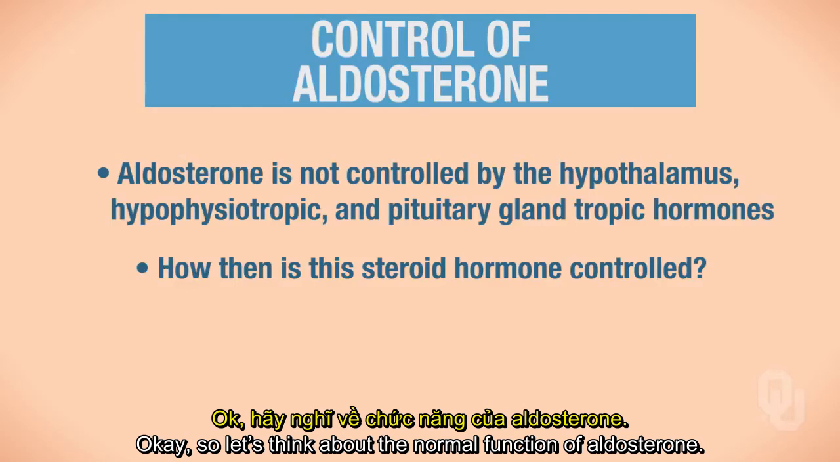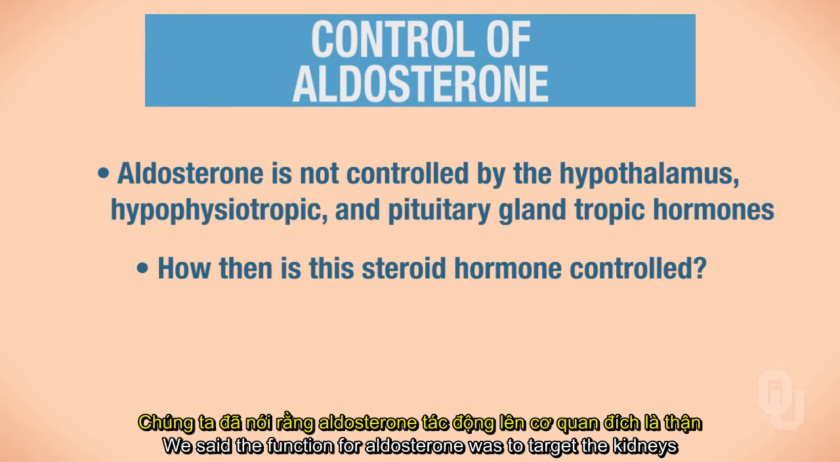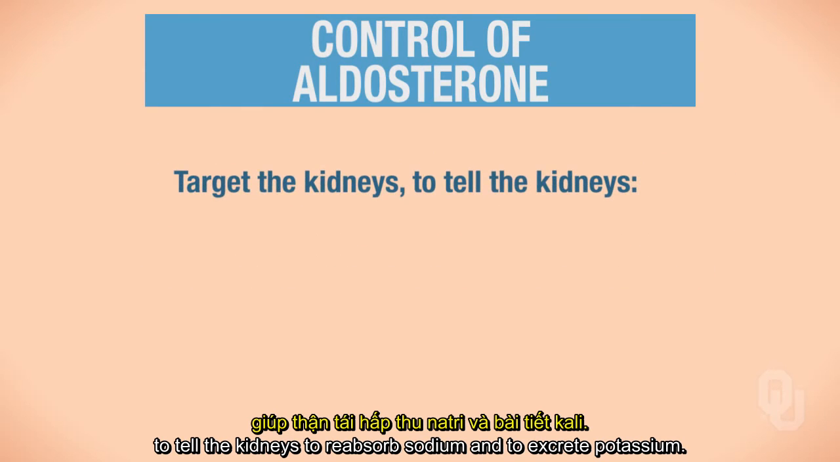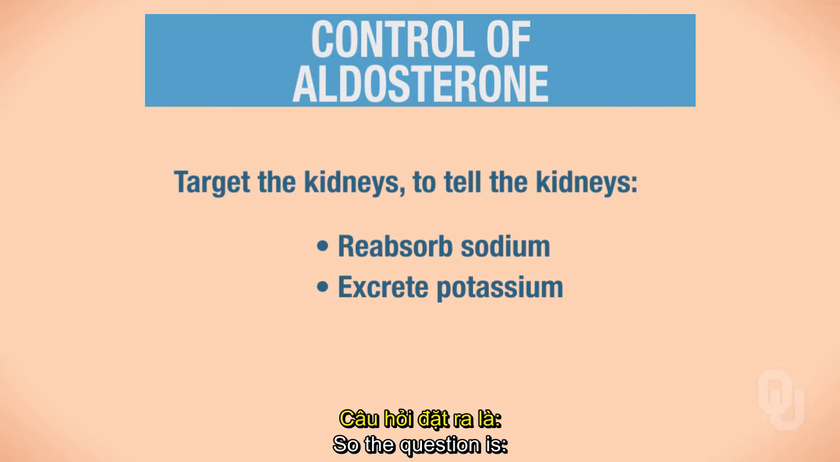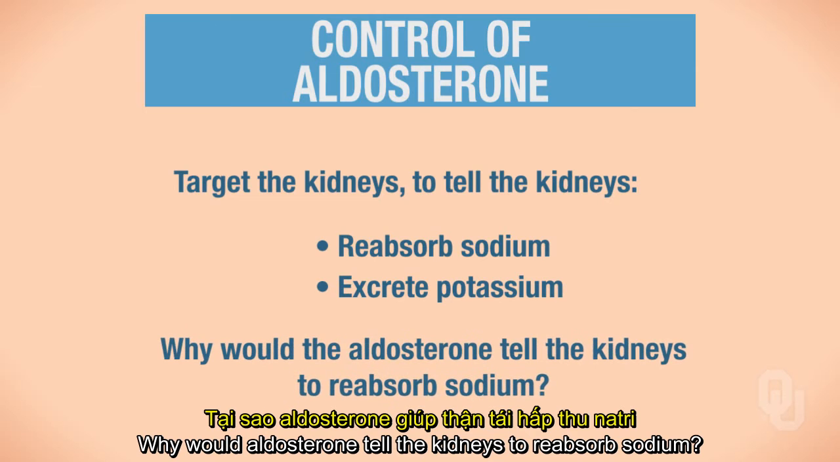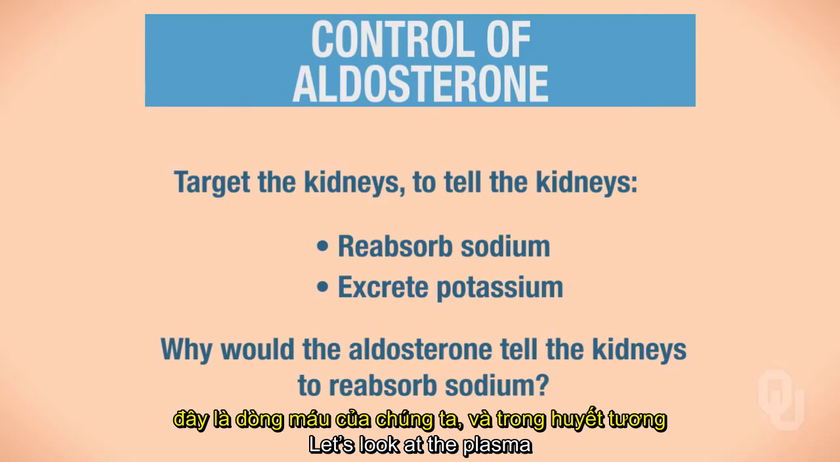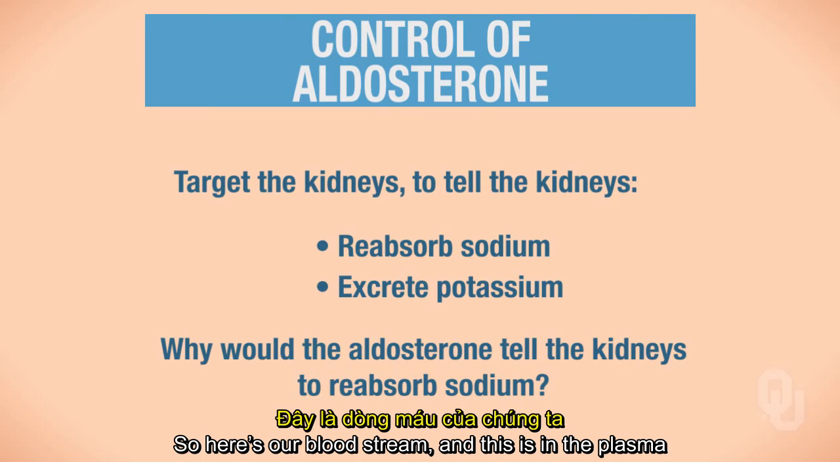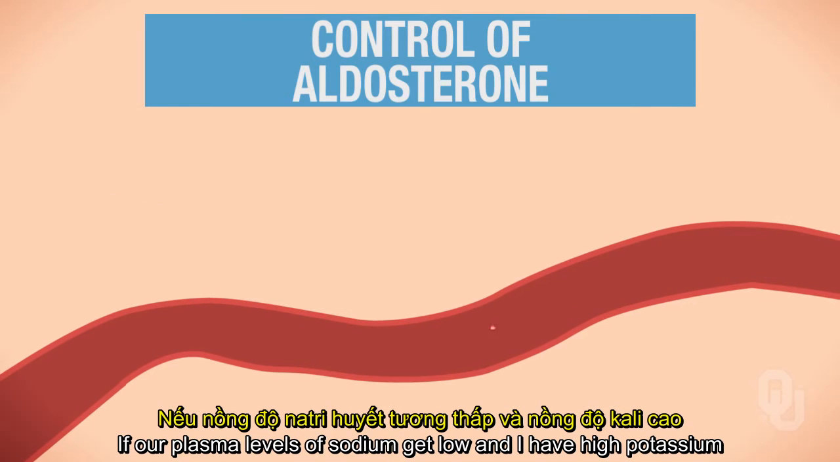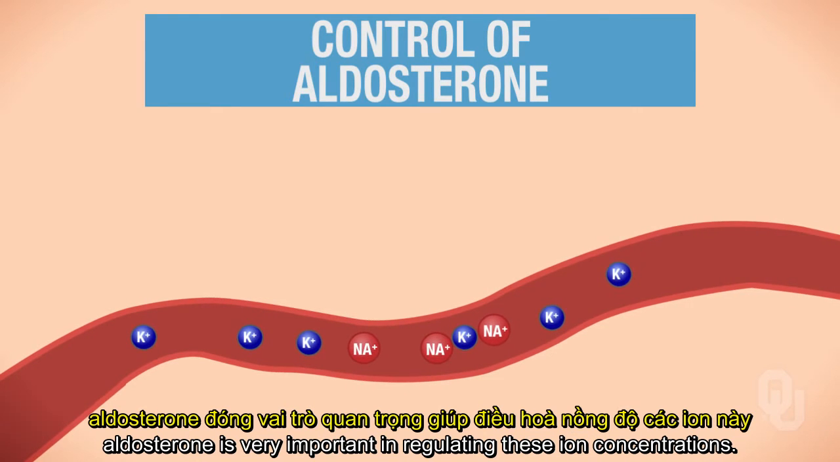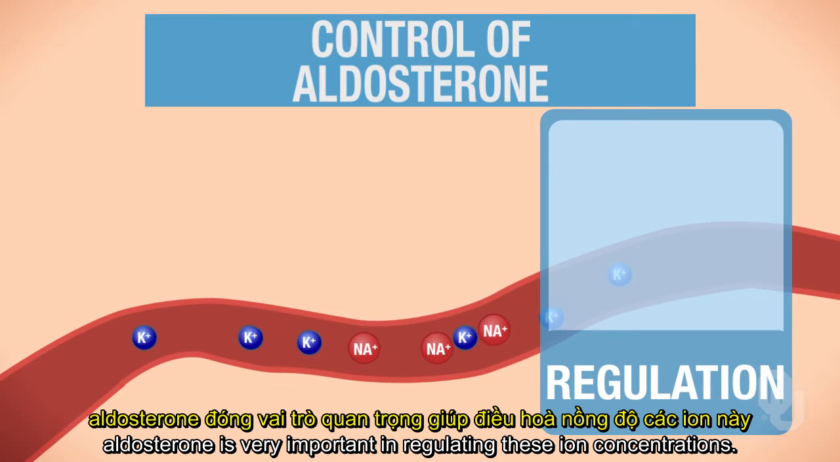Okay, so let's think about the normal function of aldosterone. We said the function for aldosterone was to target the kidneys, to tell the kidneys to reabsorb sodium and to excrete potassium. So the question is, why would aldosterone tell the kidneys to reabsorb sodium? Let's look at the plasma. So here's our bloodstream, and this is the plasma. If our plasma levels of sodium get low, and I have high potassium, aldosterone is very important in regulating these ion concentrations.